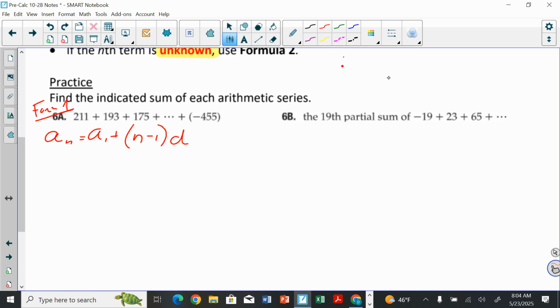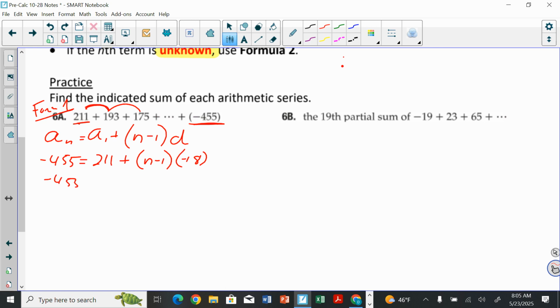Okay, so I can find some different things. I know that the nth term here is negative 455, so I can plug that there. I know my first term is 211, so I can plug that in there. I don't know what N is. That's what I'm trying to find. And my D value, I can find, remember, by the sequence, right? What's subtracting here, I end up getting negative 18. All right, get that difference. That D value is the difference between each successive term. It's a negative 18. So now it's just doing some algebra here.